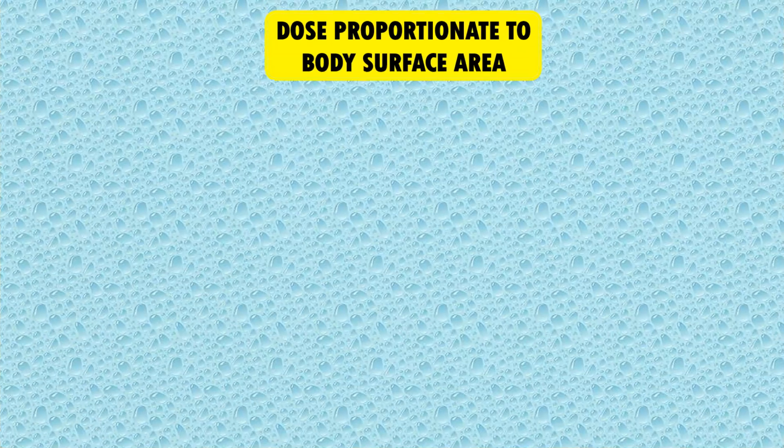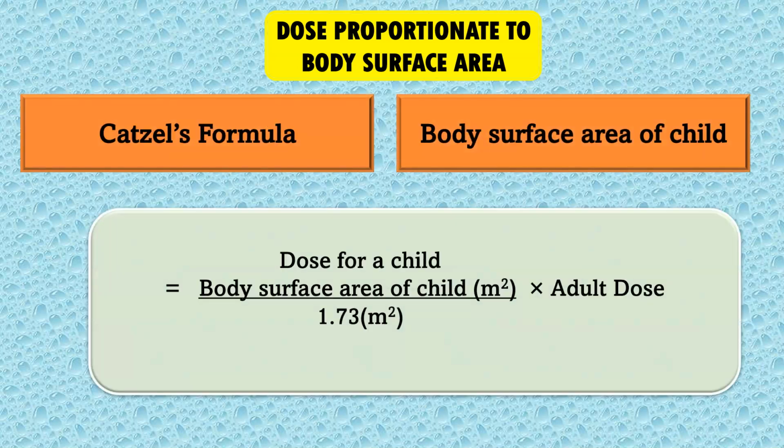Now the next is dose proportionate to body surface area. Here Katzer's formula is used, according to the body surface area of the child. So the formula is: dose for a child is equal to body surface area of child in meter square divided by 1.73 meter square, into adult dose. So this is Katzer's formula.